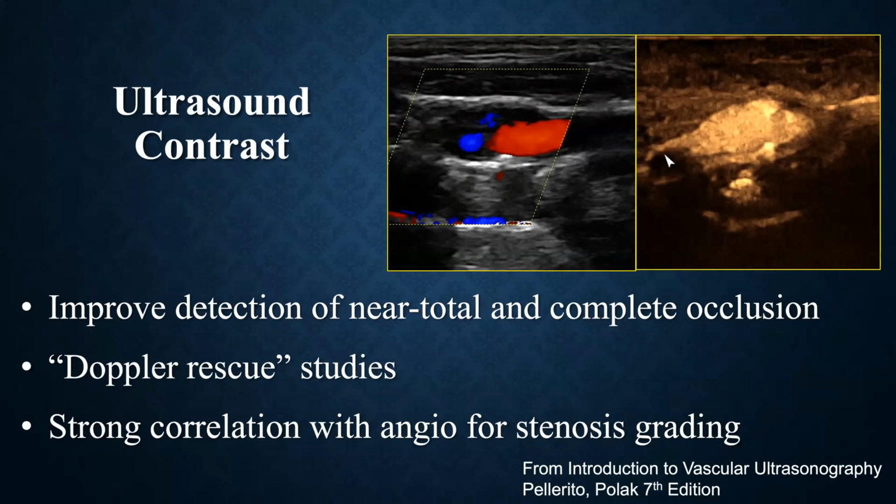For example, here, we have a study of the carotid bifurcation. We see blood flow in the bulb, but we don't see any flow in the ICA. And so the conclusion might be that this is an internal carotid artery occlusion based on the color Doppler study alone.